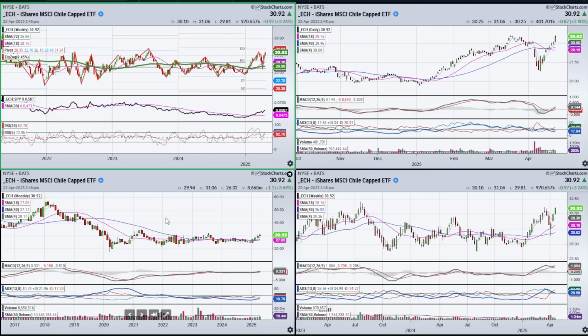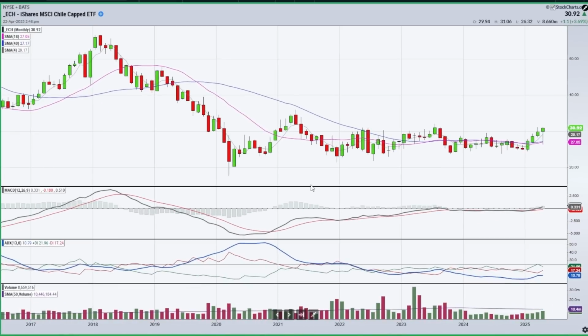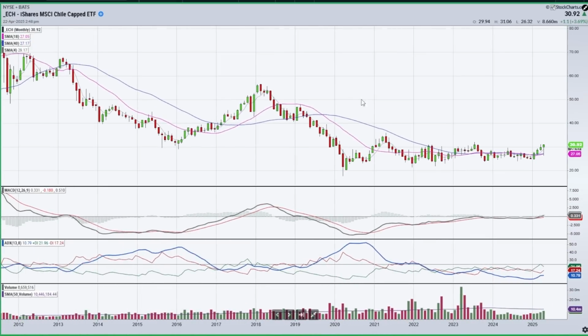Now, look at this ECH, this Chile fund. Look at what this monthly chart looks like. This is where I get, when I go through thousands and thousands of stock charts, I'm looking for something that not only is forming a low ADX condition, but it's doing it in a very quiet manner.